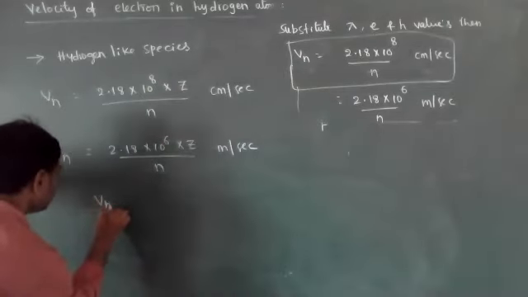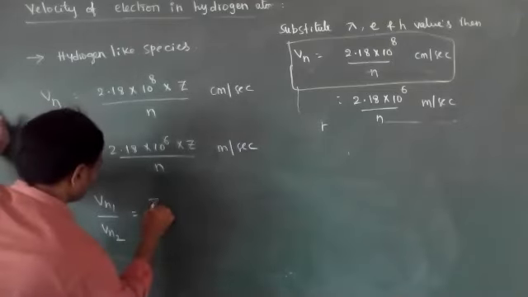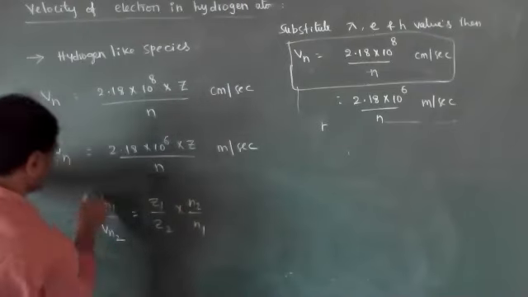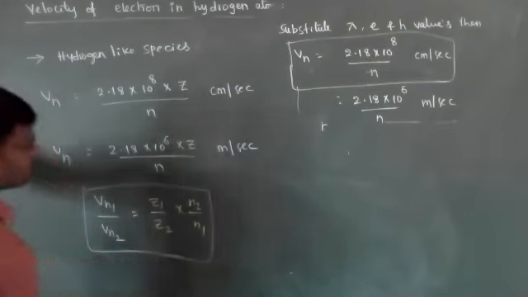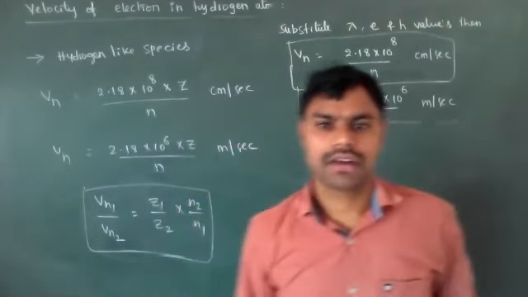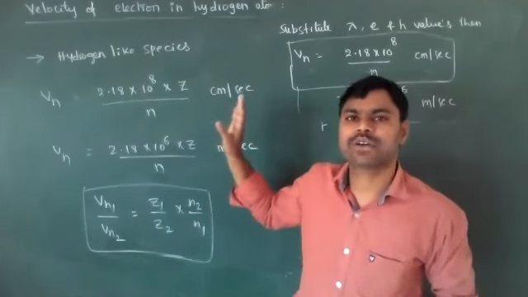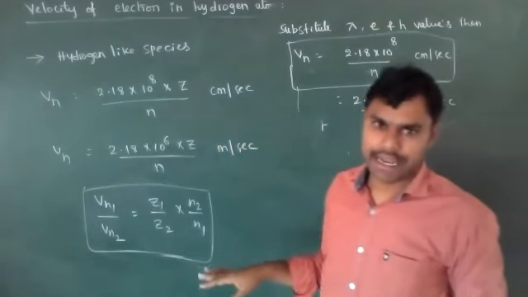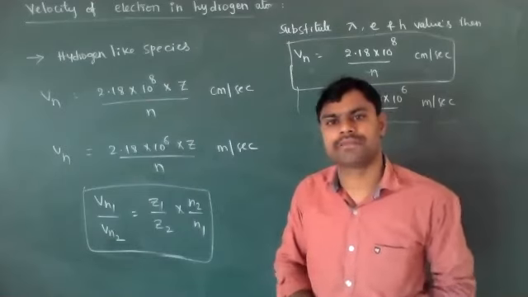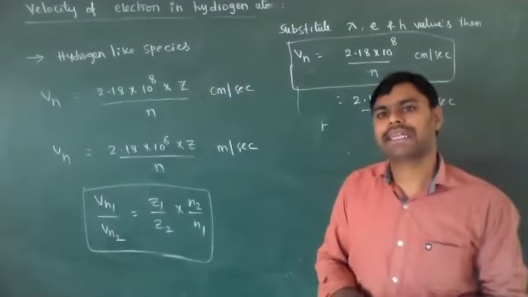Now, Vn1 by Vn2 is equal to Z1 by Z2 into n2 by n1. This is an important relation. Okay, this is for electrons present in different orbits, its velocity in hydrogen atom or hydrogen-like species. In the same way, energy of electrons in different orbits we have discussed, and radius also we have calculated. So these three are very important.